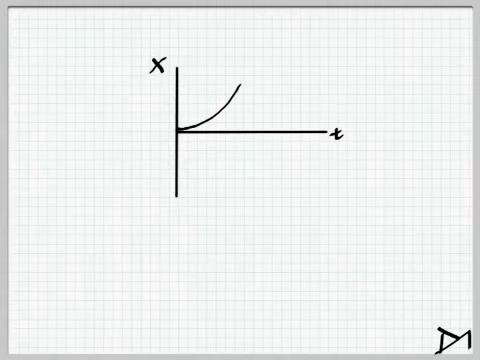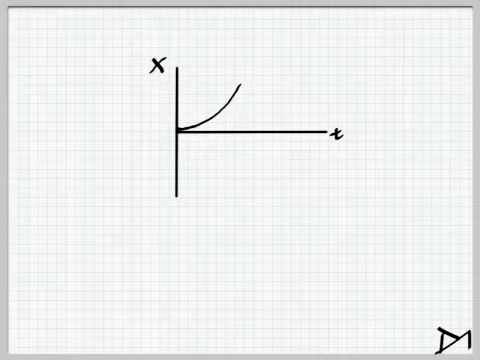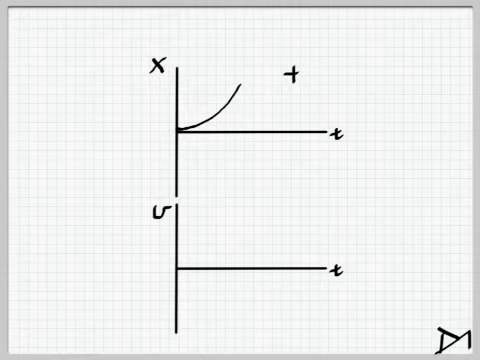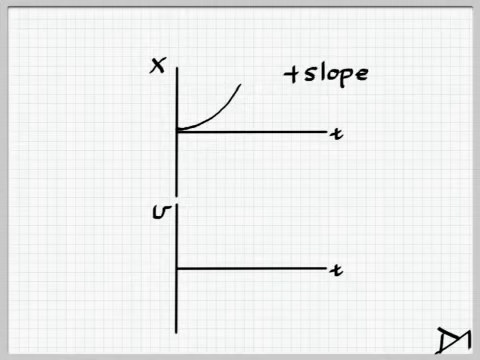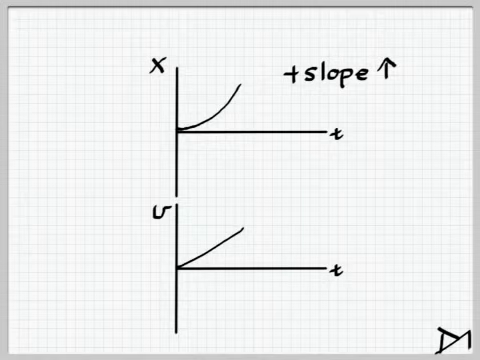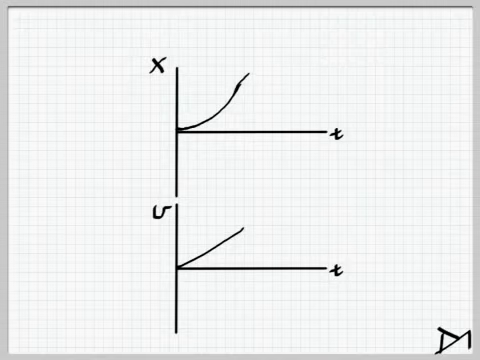Let's say here we have another position versus time graph. On this x versus t graph, we have an increasing positive slope. What will our velocity versus time graph look like for that? Well, as we just saw, an increasing positive slope tells us that we have an increasing positive speed. So on our v versus t graph, we have a positive velocity that's getting ever greater. We'll say the slope increases uniformly, so our velocity increases at a steady rate.